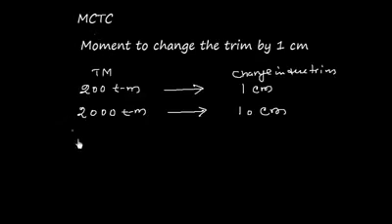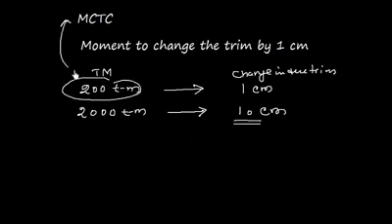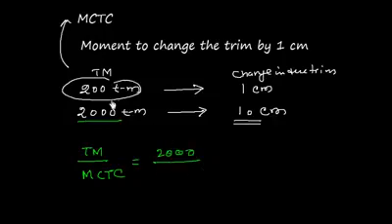But this is a very useful quantity. So if I ask how I am getting this 10 centimeter, well, this quantity is MCTC. If I divide this trimming moment, which is 2000, by MCTC, which is 200, I get 10 centimeter, which is the trim.